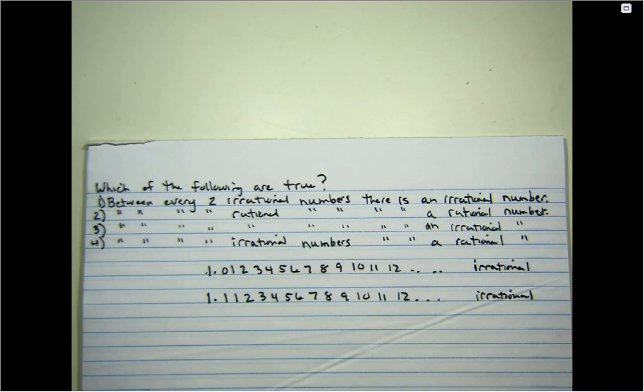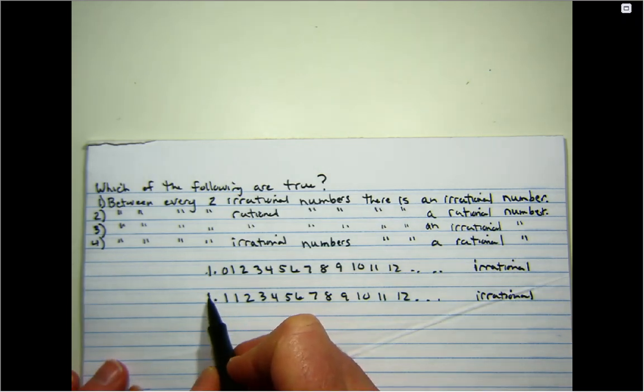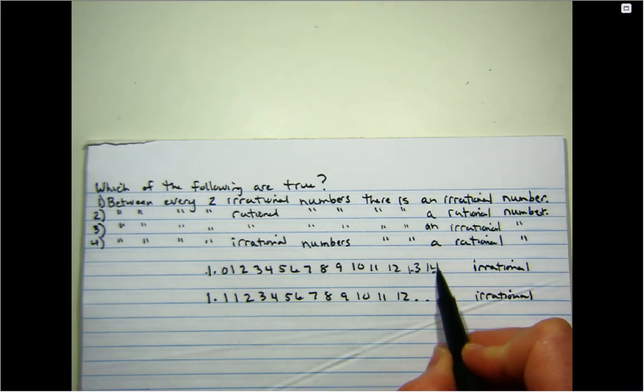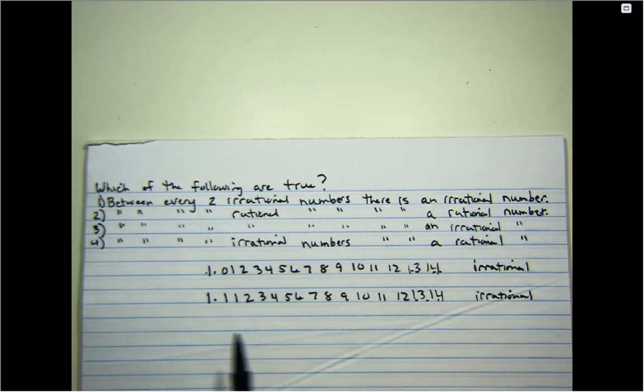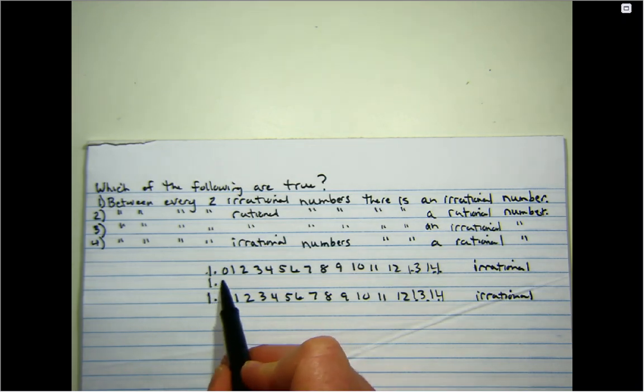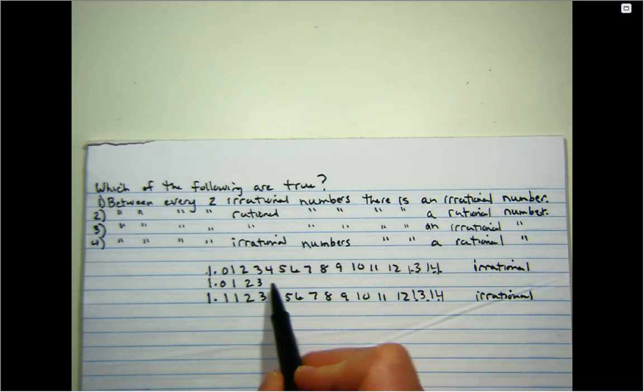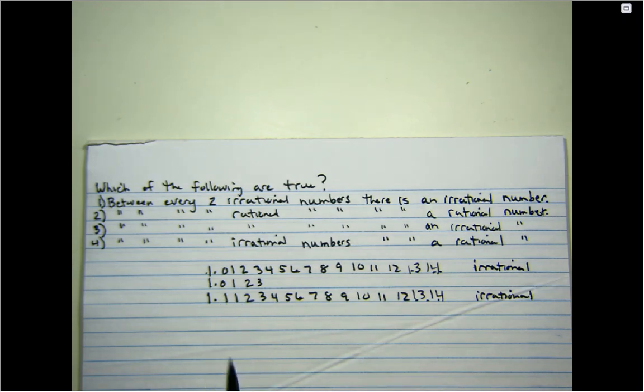Does that say that it continues? Yeah, this is supposed to continue. A rational number doesn't have to go on forever, so we can just think small. Would it be 1.0123? Sure. If you have 1.0123, that's bigger than the smaller number and smaller than the bigger number.